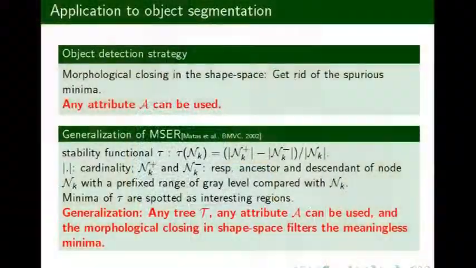Okay, so you can do filtering with that. Filtering is simply you do a closing, meaning you get rid of spurious minima, and so you keep only the interesting minima, and it's a closing in the morphological sense. So you can do a closing with any kind of attribute. It also generalizes something called MSER, maximally stable extremal regions. This is something well known in computer vision.